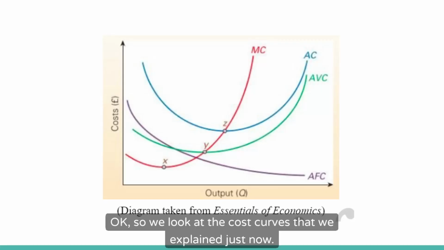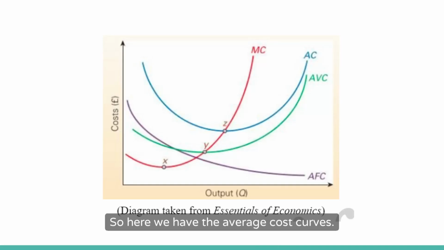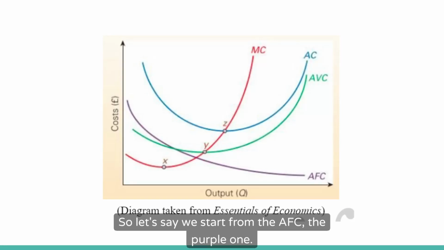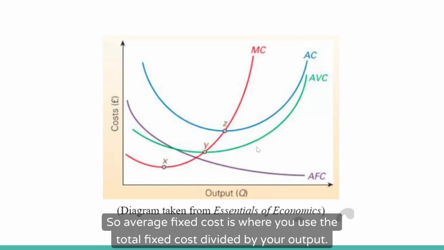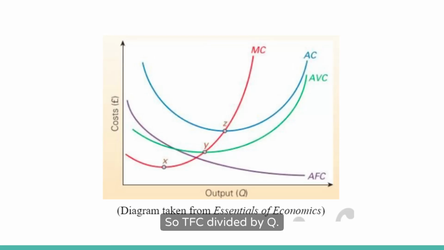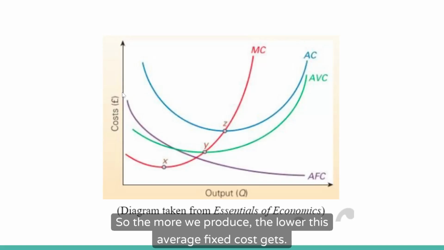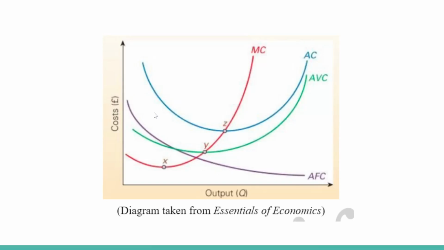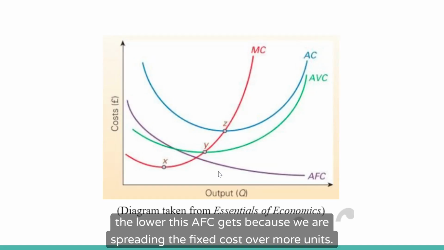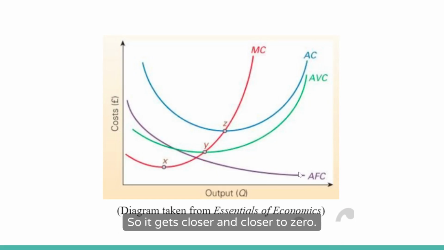Okay, so we look at the cost curves that we explained just now. So here we have the average cost curves. Let's say we start from the AFC, right, the purple one. Average fixed cost is where you use the total fixed cost divided by your output. Okay, so TFC divided by Q. So the more we produce, the lower this AFC gets, because we are spreading the fixed cost over more units, right? So it gets closer and closer to zero.